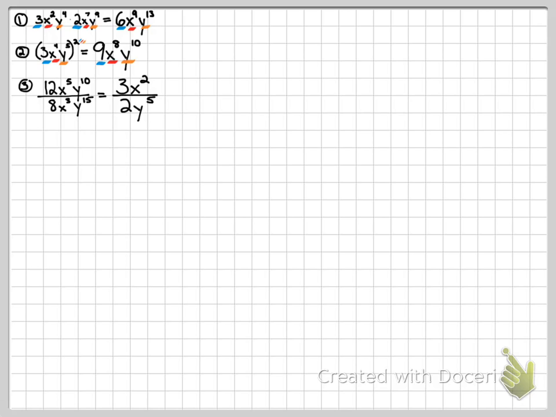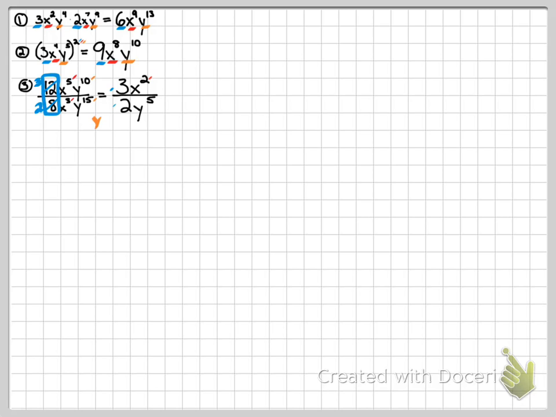I reduced the whole numbers just like I would any fraction. 12 over 8, it's reducible. 4 goes into both of those. 4 goes into this 3 times. 4 goes into this 2 times, so I got 3/2. Then the x's, I subtracted. 5 minus 3 gives me 2. Then on the y's, I subtracted 10 minus 5.